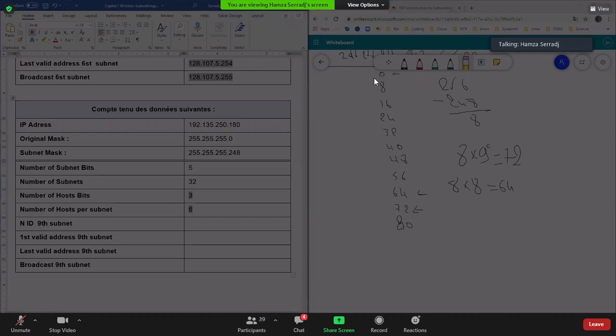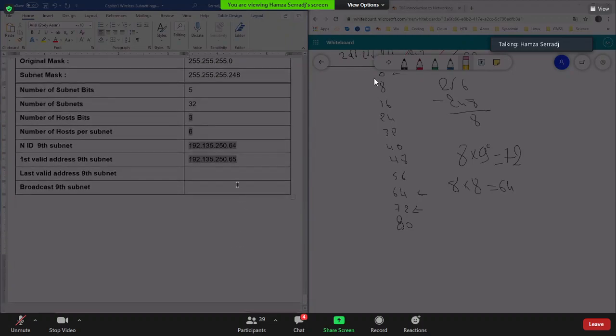Okay. All right. So our network ID is the one with the 64: 192.135.250.64. This is our network ID. Of course, the first valid address is just to increment 1 to that 64. We will have 192.135.250.65. This is the first valid address.